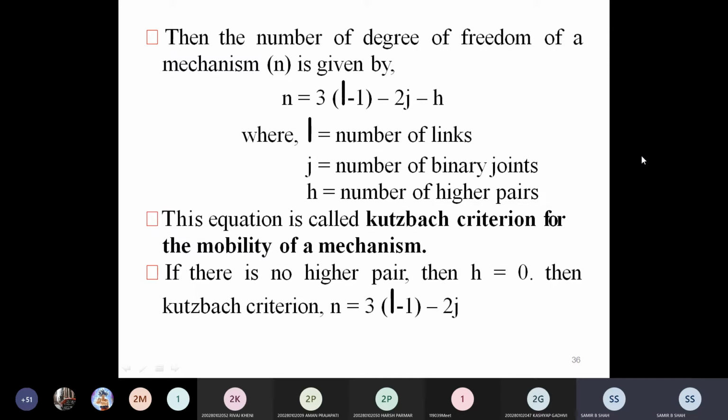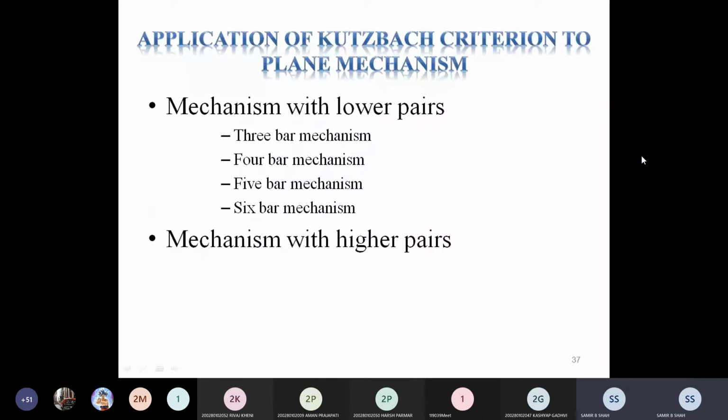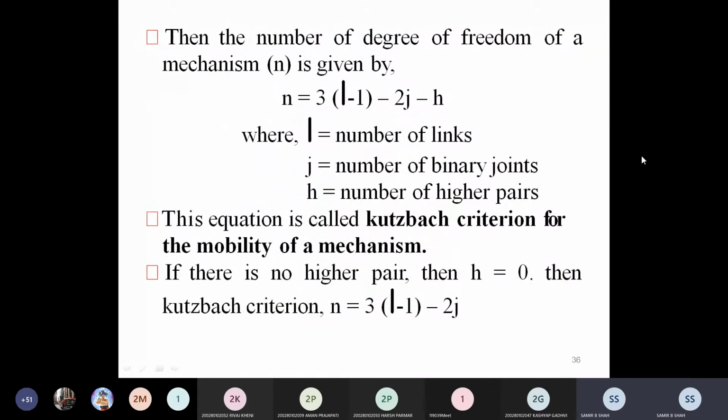If higher pair is absent, then H is equal to 0. So N is equal to 3 of L minus 1 minus 2J. This is the equation that you must remember when we talk about the degree of freedom. Degree of freedom is divided into two parts.